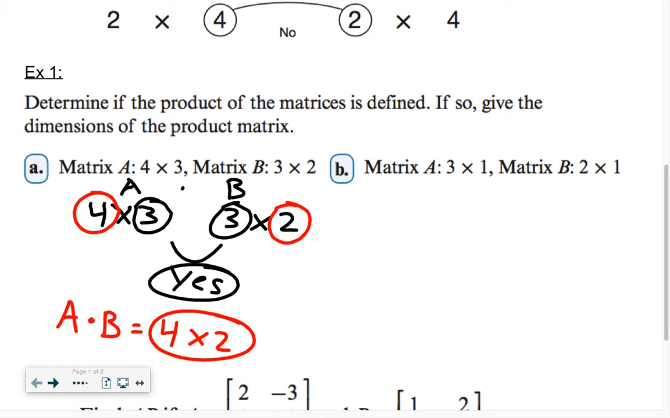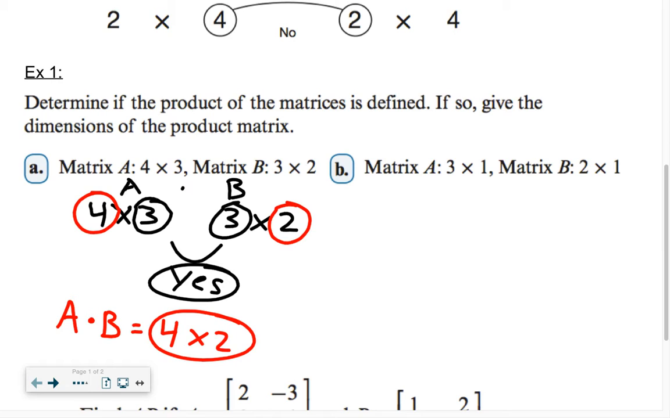Let me ask you this question. If I wanted to take B times A, is that possible? Well, let's write it out. B dimensions are 3 by 2. So B times A, is it possible? B is 3 by 2 times A, which is 4 by 3. Could we do that? No, because if we look at the inner dimensions, they are not the same, so no. That product matrix does not exist. So we proved our point. Does the order matter? Yeah, obviously it does. A times B exists, but B times A does not.